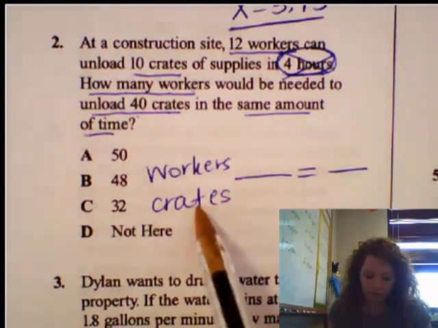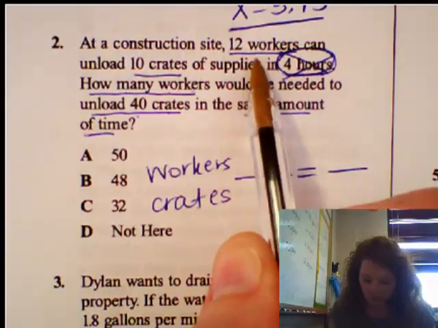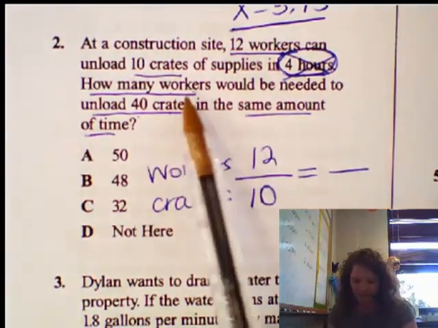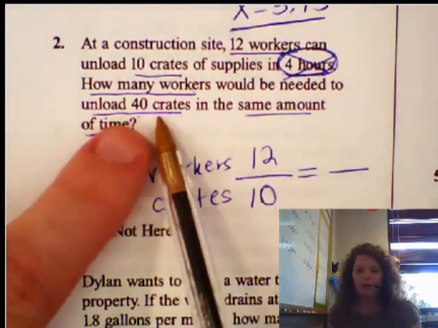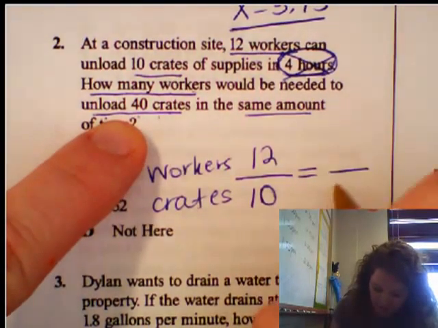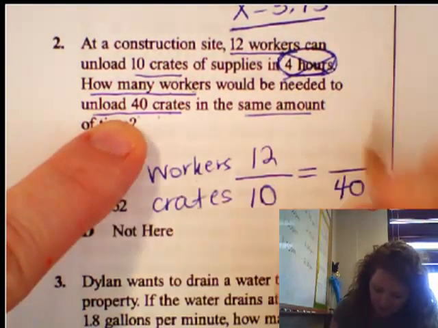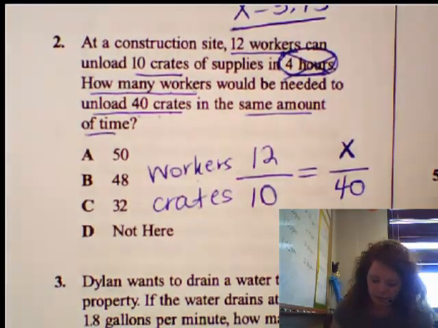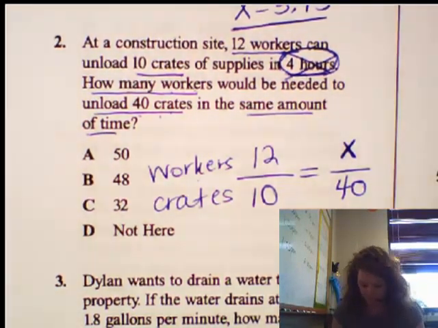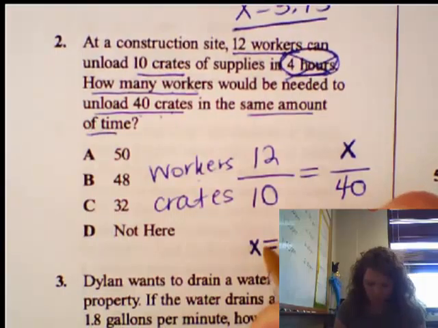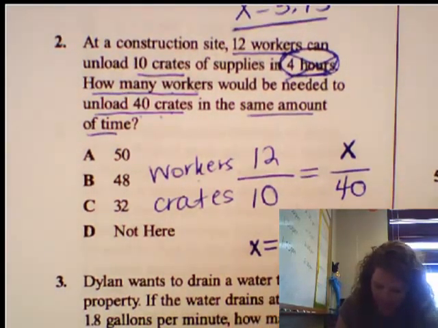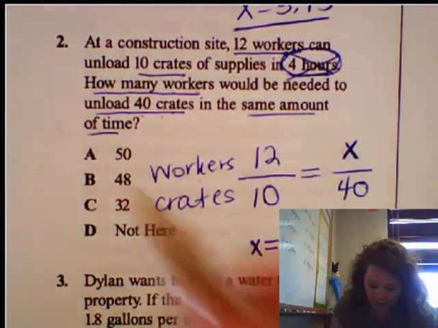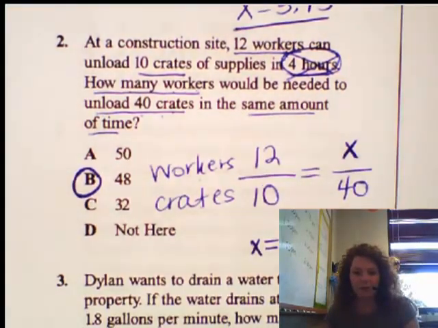Okay, let's fill in what we do know about workers and crates. 12 workers can unload 10 crates. Okay, what else? How many workers would be needed to unload 40 crates? Well, where does the 40 go? That's got to go down here with crates, and so the number of workers will be X, what we're trying to find. Okay, go ahead and work that one out. I get an answer of X equals 48, but do work it out and check it. Pause the video if you have to. And so that would match up with answer B if my math is correct.